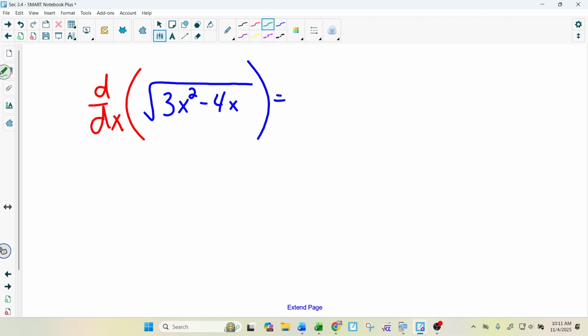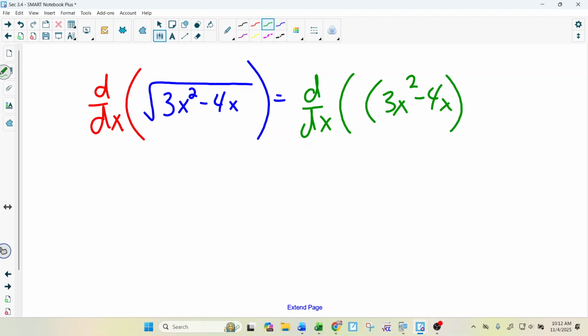What's the first thing you think of when you do a square root? Make it a fraction exponent, exactly. So my first thought would be that's the first thing you do, right? That'd be step 1.